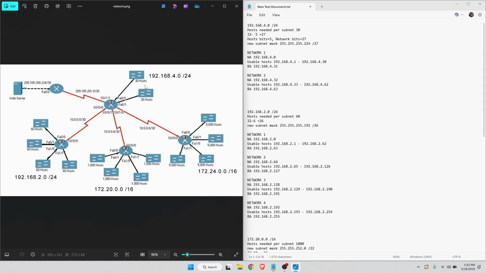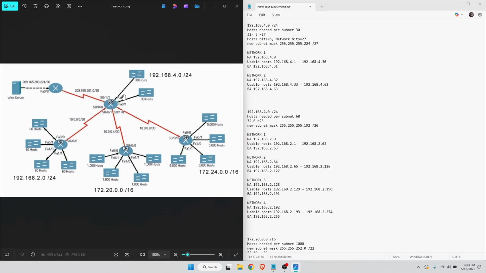So we have some different subnets here, each of them requiring a different amount of hosts per subnet. For example, the 192.168.4.0/24 requires 30 hosts per subnet. The 192.168.2.0/24 requires 60 hosts per subnet. The 172.20.0.0/16 requires 1000 hosts per subnet. And the 172.24.0.0/16 requires 5000 hosts per subnet.